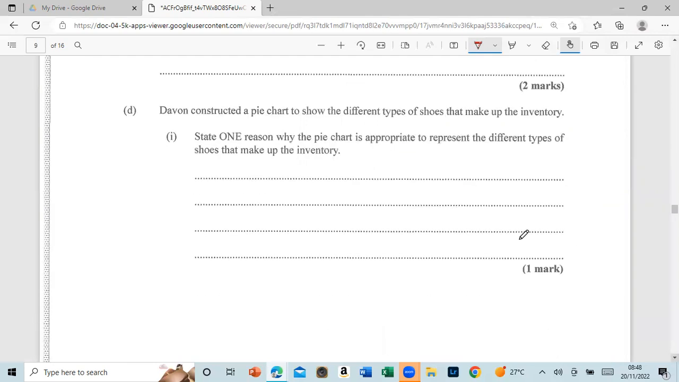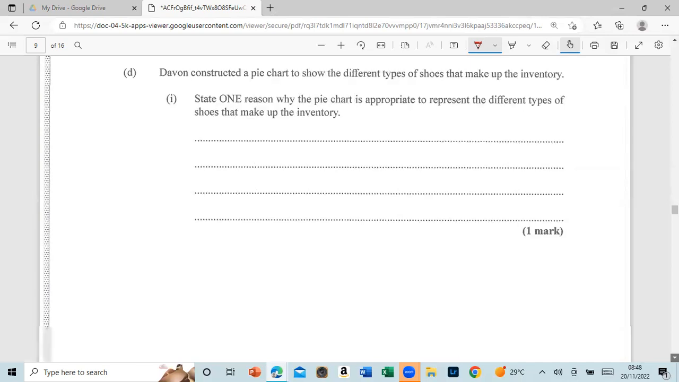It says Davian constructed a pie chart to show the different types of shoes that make up this inventory. State one reason why the pie chart is appropriate to represent the type of shoes that make up the inventory. For one, all of them are related. The pie chart can show the percentage of shoes that he has. Since it's related, pie chart is the best one to use.